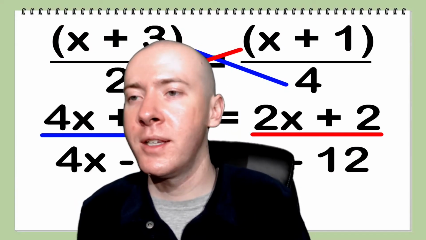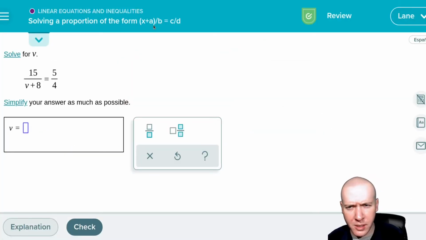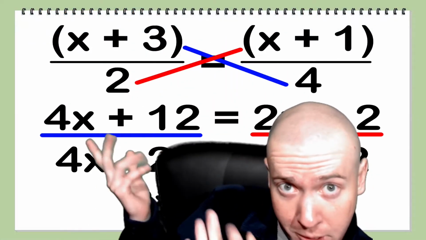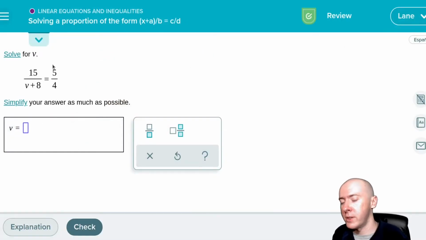Hello, I'm Lane. Let's talk about solving a proportion of the form x plus a over b equals c over d. I chose this background because this represents the method of cross multiplication that we're going to be using in these problems. So this is our first example.